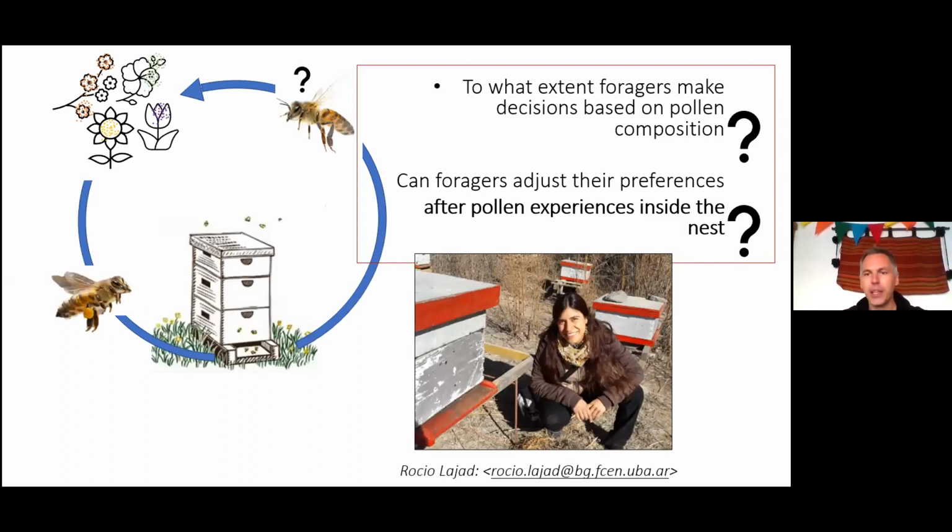So here I will present a series of experiments performed by Rocío Lajad. She is a PhD student of our group, and she led these experiments. The first question was, to what extent do foragers make decisions based on pollen composition, and can foragers adjust their foraging preferences after they have the opportunity to experience pollen inside the hive?